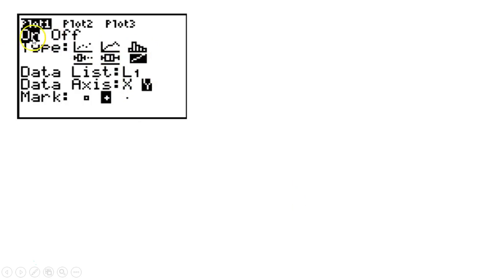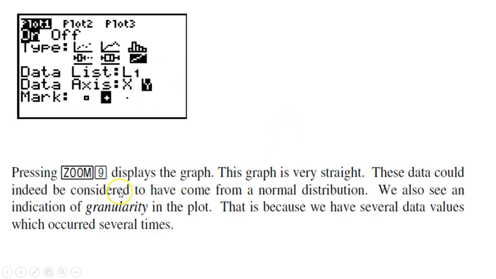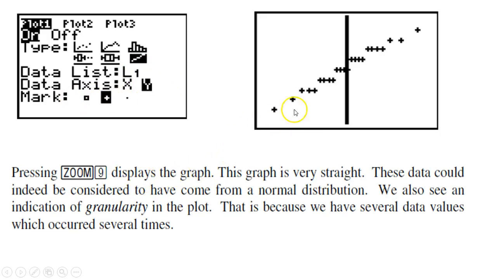Right there it is. Turn it on. That's the one you want to highlight. You put everything in list 1. You can put it on either axis you want, and you can use any mark that you want. Zoom 9 displays the graph. There it is.